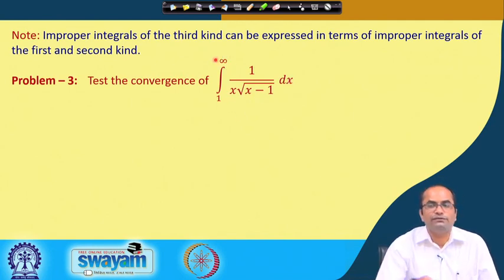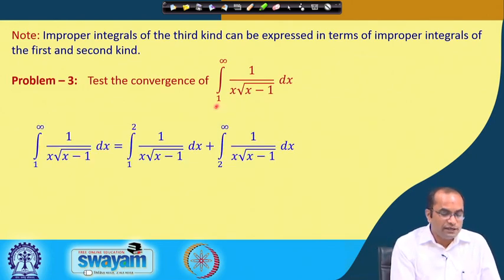We see this infinity in the limit of the integral, and also when x approaches 1, this integrand becomes unbounded. So, we have the integral of type 1 as well as type 2. Such improper integrals we can express in terms of improper integrals of the first and second kind, and then we can evaluate them, or talk about their convergence.